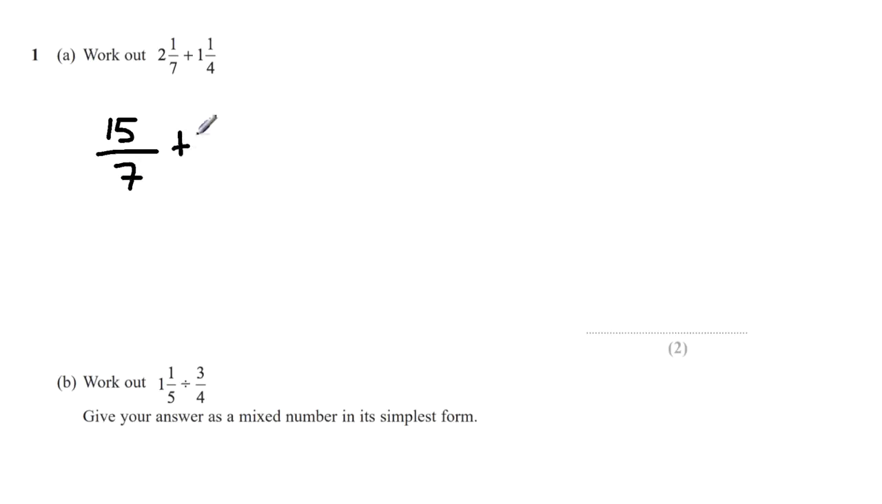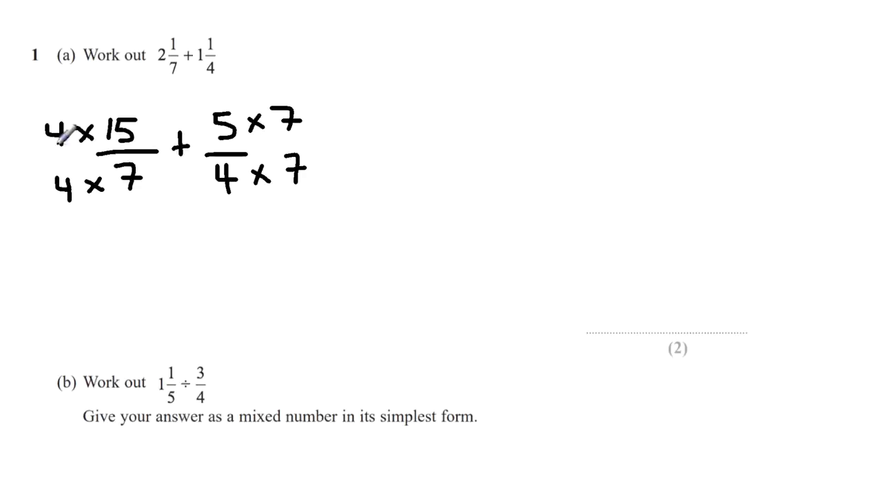Plus, we're going to follow the same procedure again. 4 times 1, which is 4, plus the 1 is 5. So 5 over 4. When we add fractions, we need to find the common denominator. The way we can do that is by multiplying the left fraction, numerator and denominator, by 4. So 15 times 4 and 7 times 4. I'm going to multiply the right-hand numerator and denominator by 7. So 5 times 7 and 4 times 7.